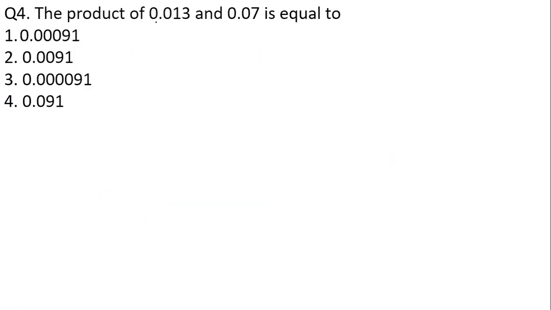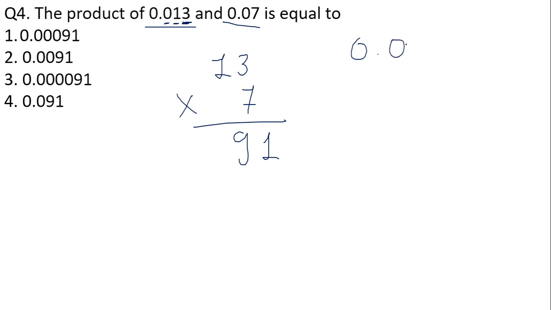The product of 0.013 and 0.07 is equal to what? Again a simple question. We'll take the product of 13 and 7. We know 13 into 7 is 91. So what you have to do is, in case of 13, the decimal point is after how many digits? In 0.013, the decimal point is after 1, 2 and 3 digits. In case of 0.07, the decimal point is before 2 digits, again 1 and 2.